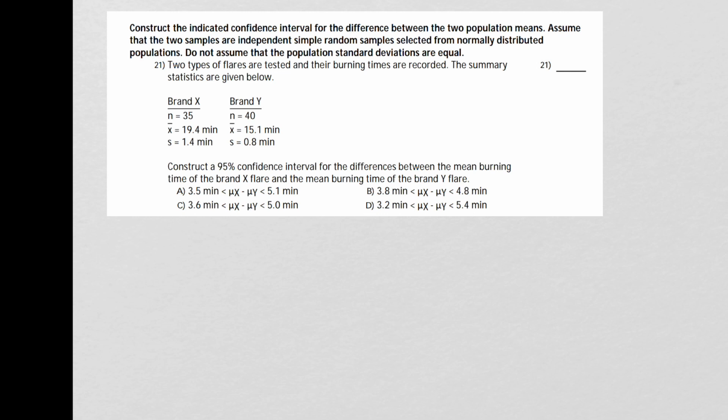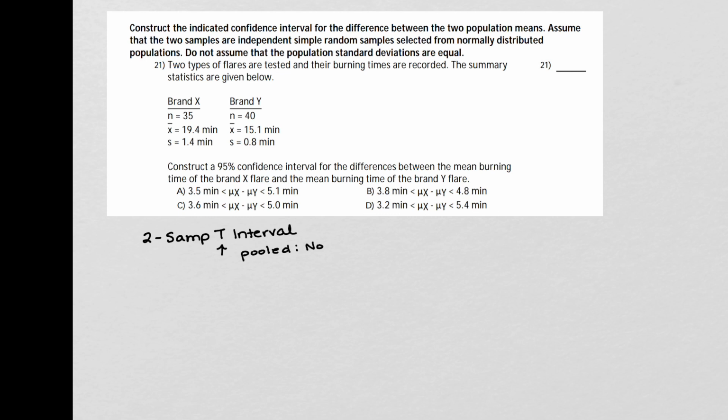So when we're working with two independent samples and we have the means, we're going to use a two-sample t interval. That's how we work with independent samples, and it's t because we don't know the population standard deviations, and we're not assuming that they're equal, so when we get to where it says pooled, we're going to say no.